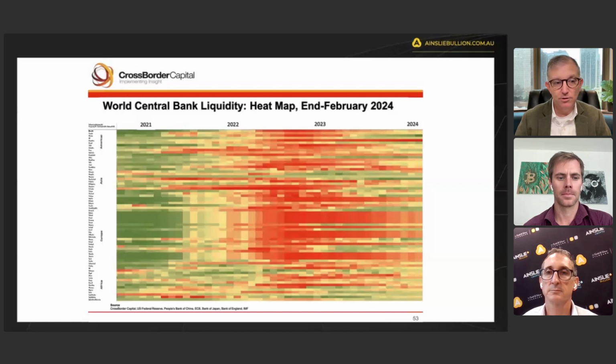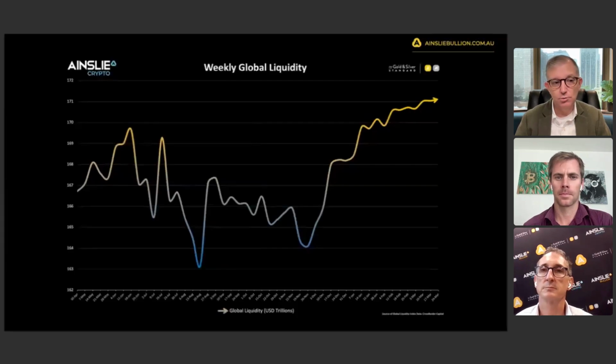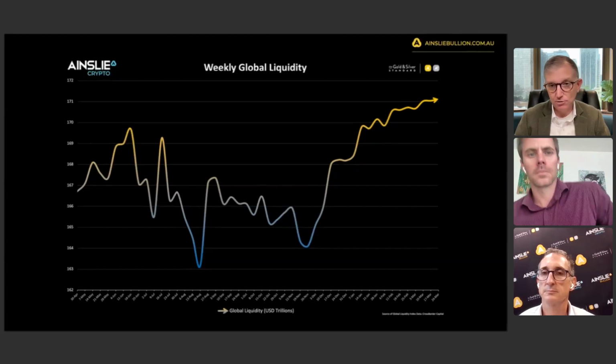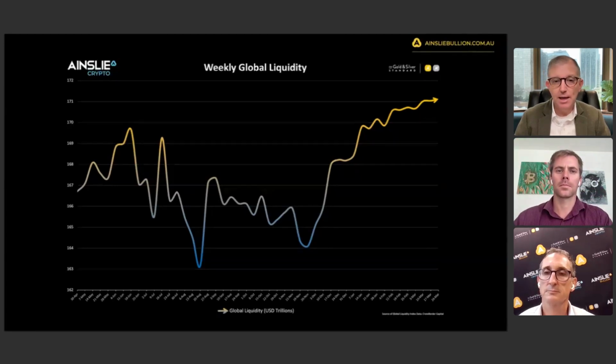I want to move on to this next chart. This is a new one that we've only started looking at over this last month, which is the weekly global liquidity. Now, this is really interesting because this is the raw numbers. So when I talked about the index being between 0 and 100, this is the number in straight up US dollar terms in trillions of dollars. And we've just broken above $171 trillion of global liquidity. And we can see it's actually been nudging higher ever so slightly every week since.